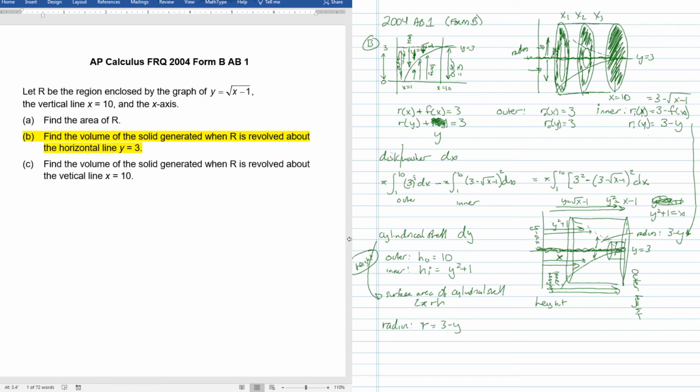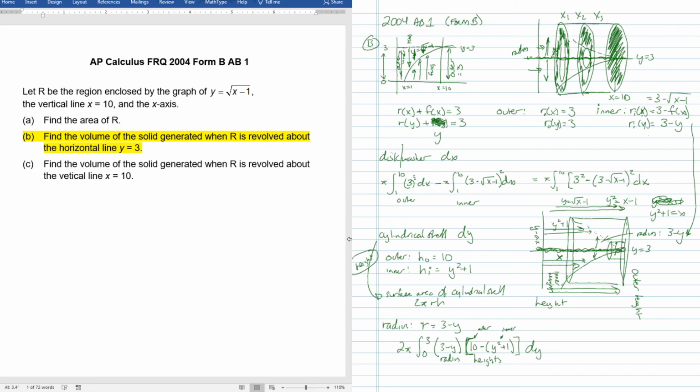Therefore, your integral will be 2 pi times the integral from 0 to 3 of, here comes the radius, 3 minus y. Here comes my heights. The first piece is going to be 10. That's my outer. And then I will subtract, so let's put a big bracket around here, minus y squared plus 1. That's my inner. And lo and behold, dy.